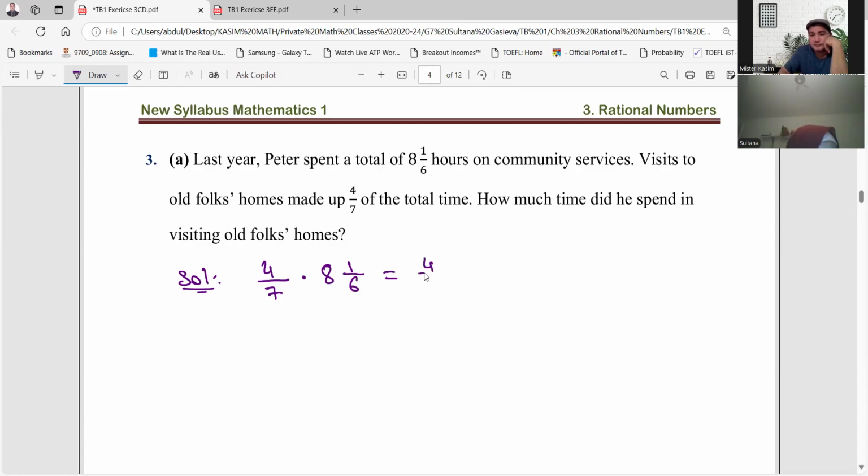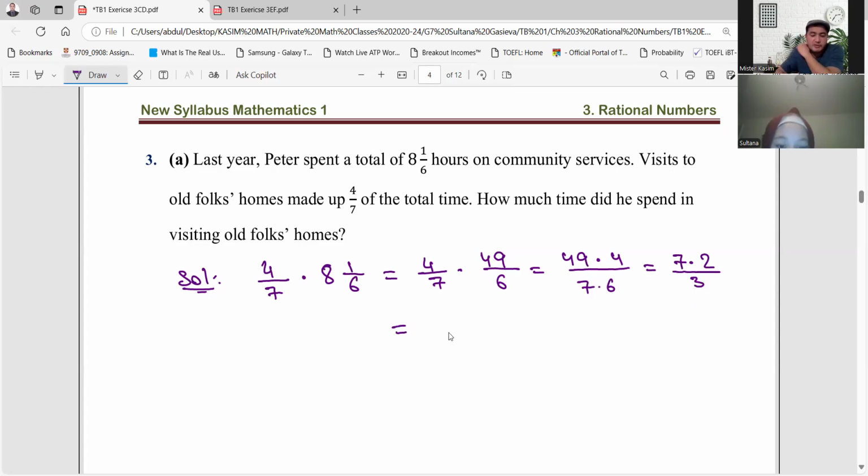Yes, so then we simplify it. Now simplified, 49 times 4 over 6 times 7. 49 and 7 cancel by 7, so here we have 7. Then 7 times 2 times 2 over 2 times 3, and that equals 14 over 3 hours.